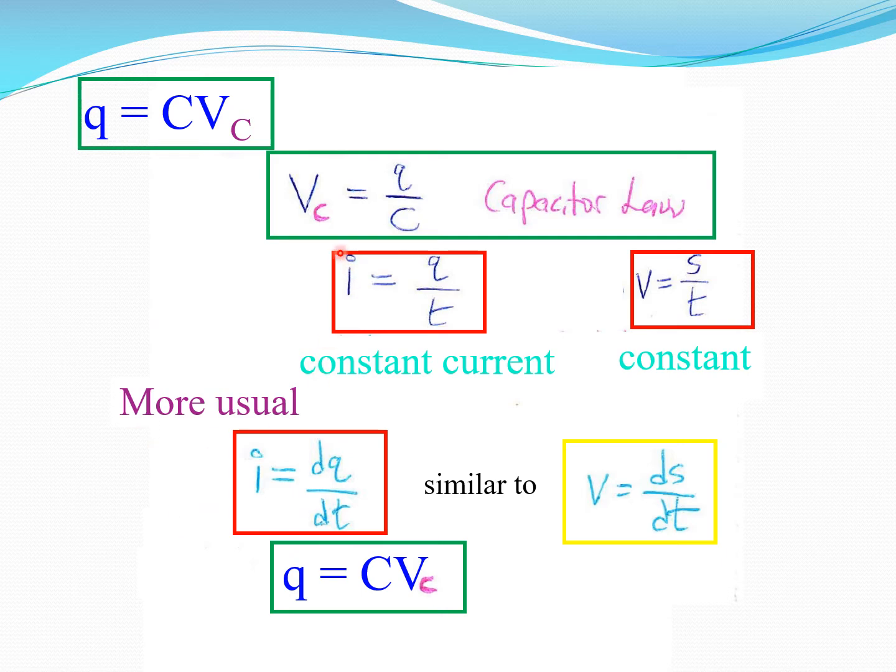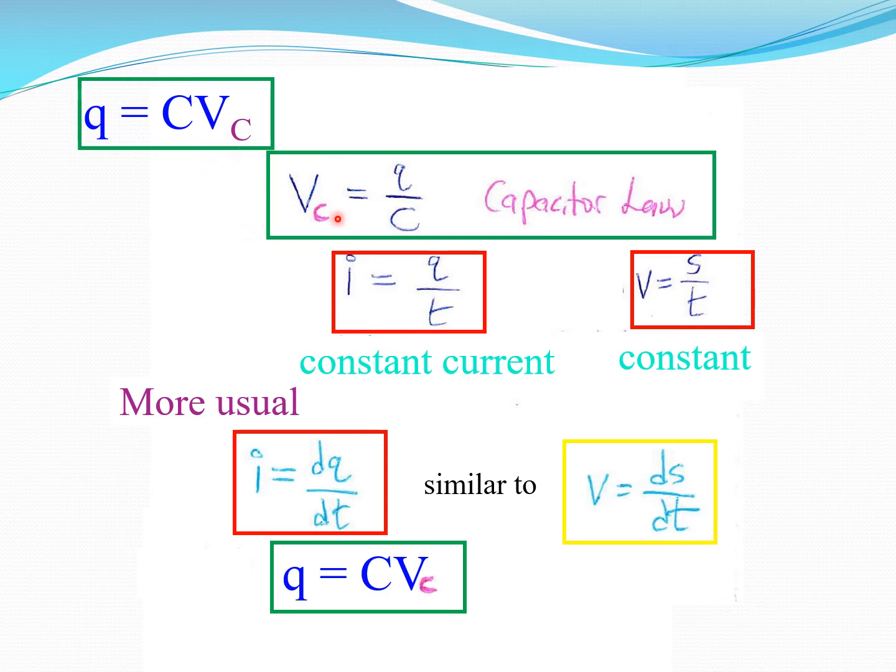So again, recall the capacitor law that we had earlier on. The voltage across the capacitor is equal to Q over C, the charge divided by the capacitance. So if we cross multiply this expression here, we can see that Q is equal to C times Vc. So the charge Q is equal to the capacitance multiplied by the voltage across the capacitor.